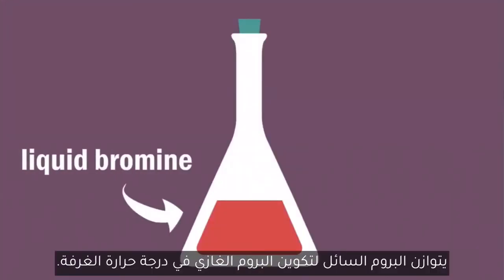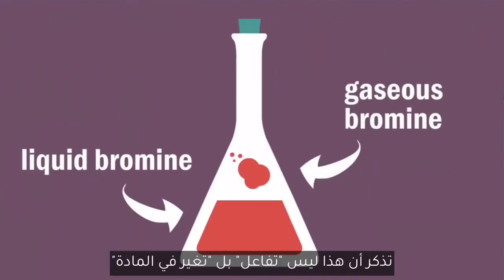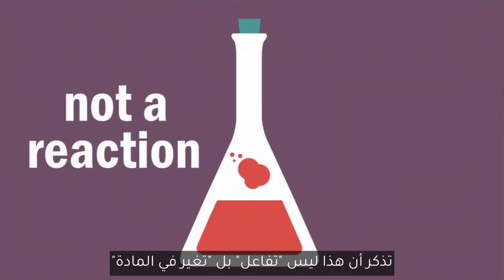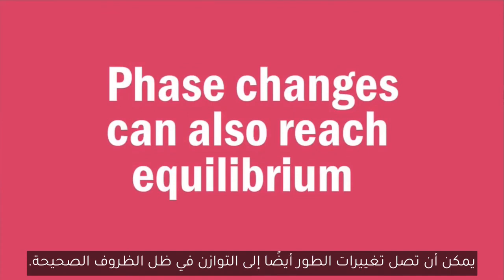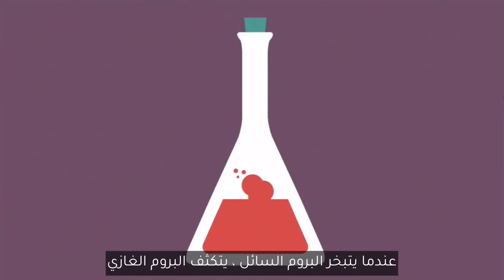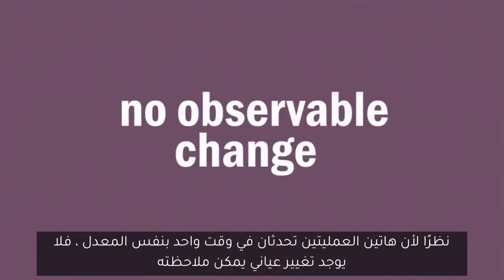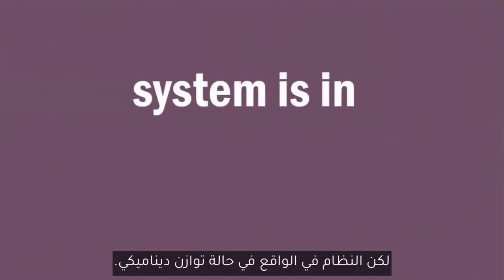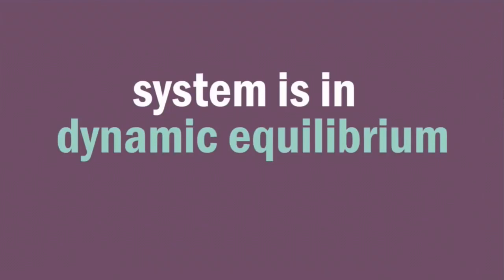Liquid bromine equilibrates to form gaseous bromine at room temperature. Remember that this is not a reaction, but rather a phase change. Phase changes can also reach equilibrium under the correct conditions. As liquid bromine evaporates, gaseous bromine condenses. Since these two processes are occurring simultaneously at the same rate, there is no observable macroscopic change, but the system is in fact in dynamic equilibrium.